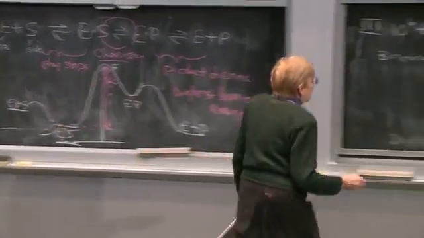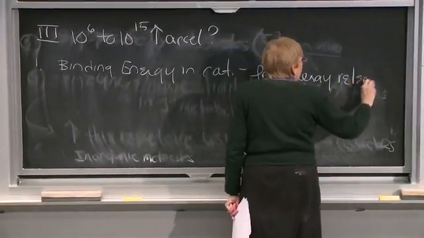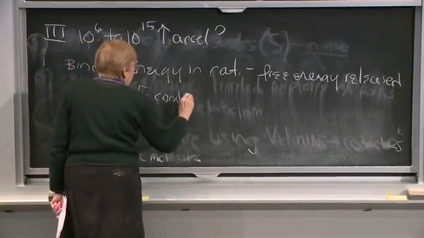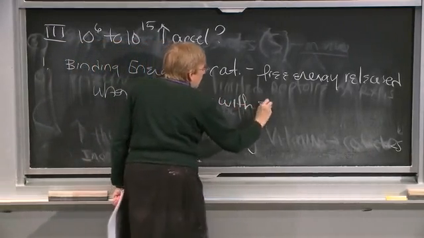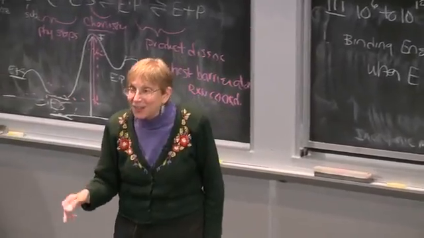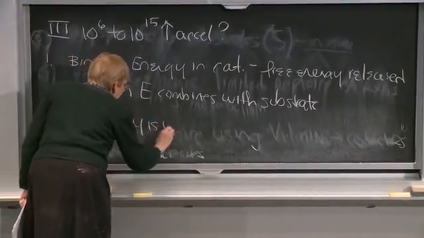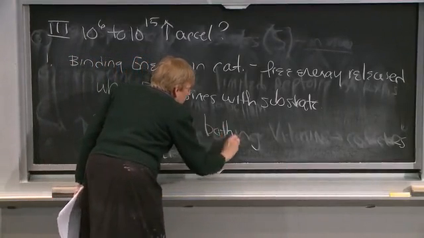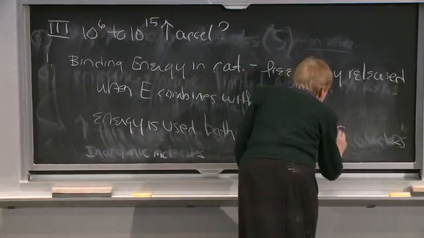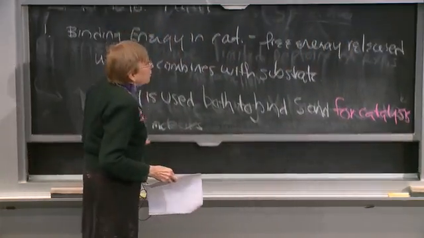So the binding energy is the free energy released when enzyme combines with substrate, but the key is that this binding energy is not used to bind completely, it's used for catalysis. So this energy is used both to bind substrate and, this is the key thing, for catalysis.